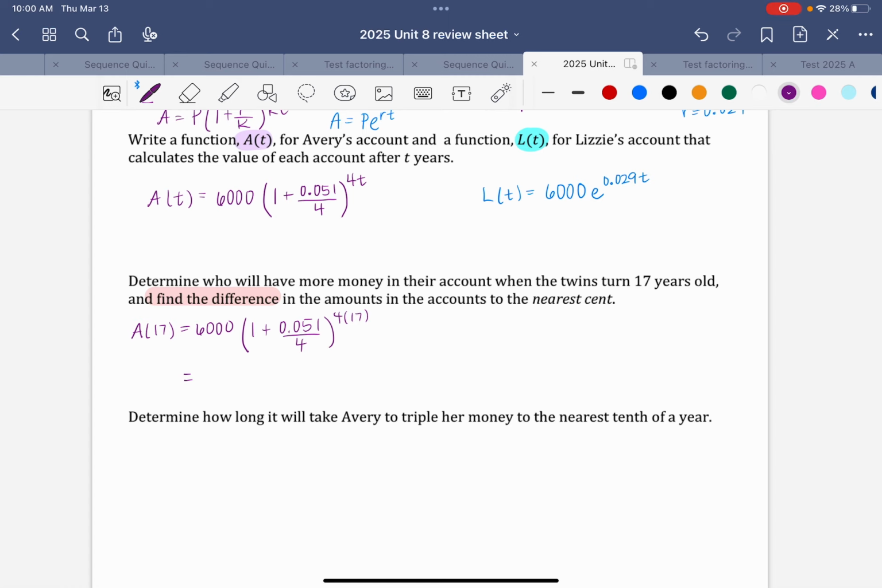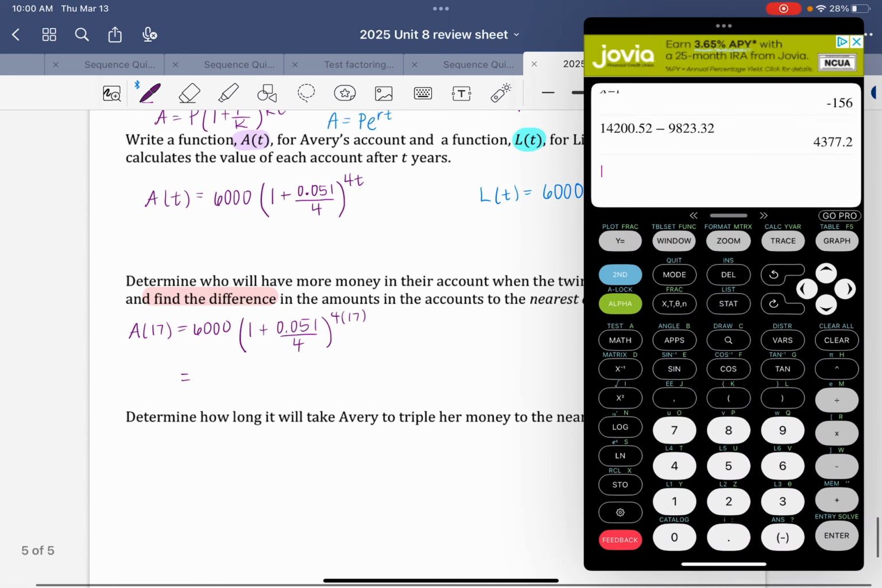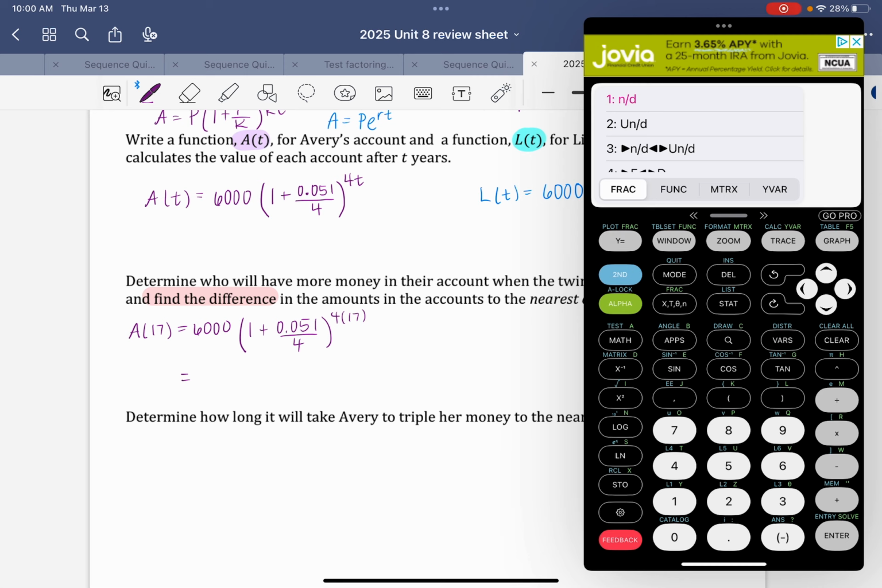Okay, we're going to type this right into the calculator. Now my calculator is going to look a little bit different than yours, so don't worry about the buttons I'm hitting. All right, so it's going to be 6,000, 1 plus 0.051 over 4, to the 4 times 17. Okay. And this is money, so we're rounding it to the nearest cent, which is 2 decimal places. So she'll have $14,200.52. Since that next number was a 4, I'm just going to drop it. So that's how much money Avery has after 17 years.